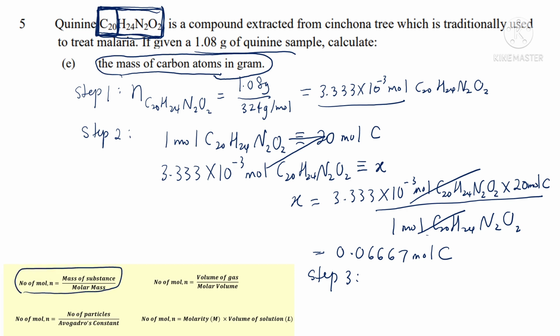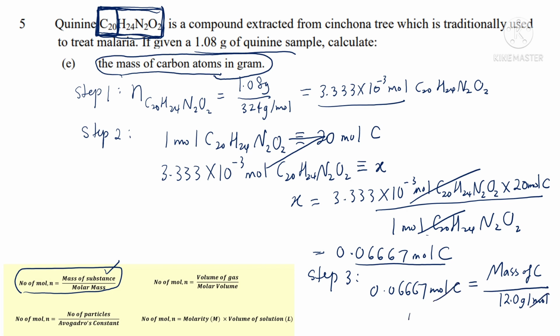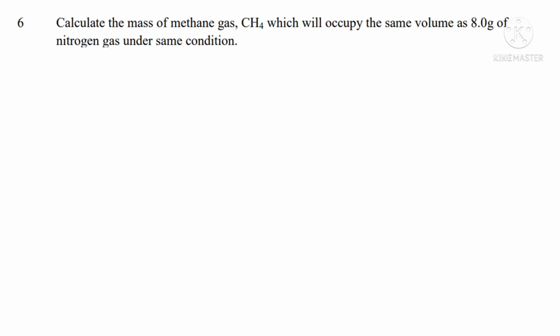Again, the number of moles, but now it's the number of moles of carbon, equals the mass of carbon divided by the molar mass of carbon, which is 12 gram per mole. Mole and per mole cancel out to give us the mass of carbon equals 0.8000 gram.